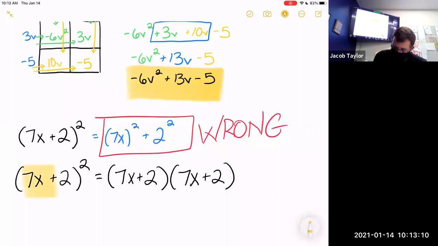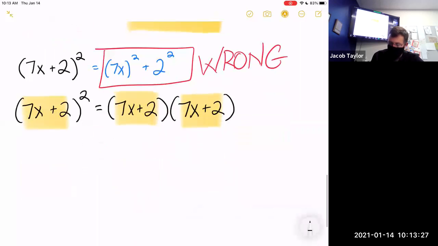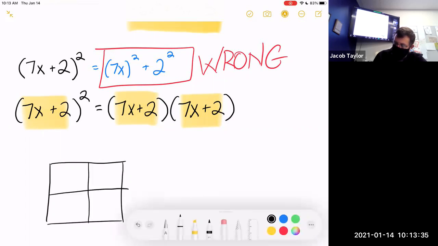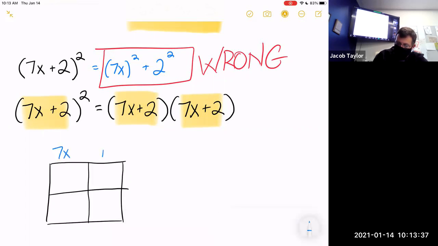The parentheses was 7x plus 2 squared. So I did 7x plus 2 times 7x plus 2. It was little yellow highlight squared, so I did yellow times yellow. Yellow squared equals yellow times yellow. So now I could make my box here. And my box would have 7x plus 2 on the top and 7x plus 2 on the side because the set of parentheses was the same both times.